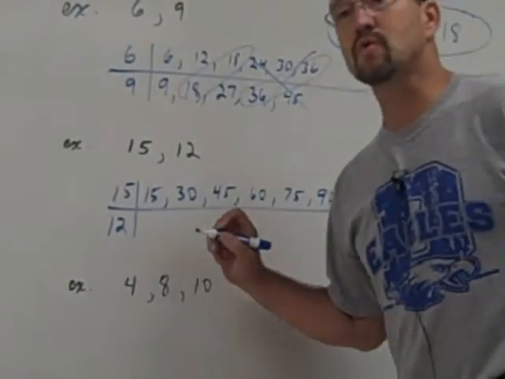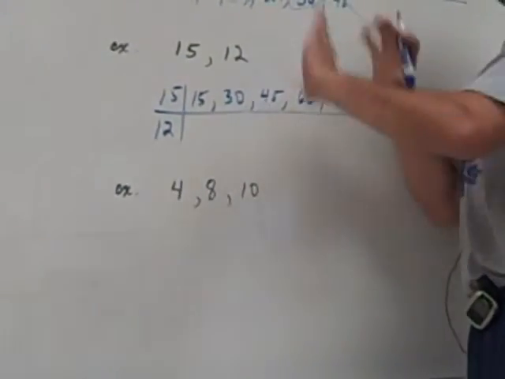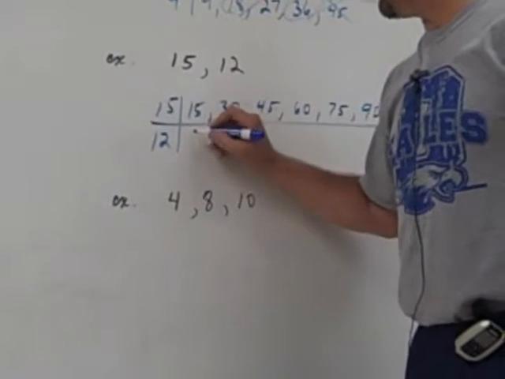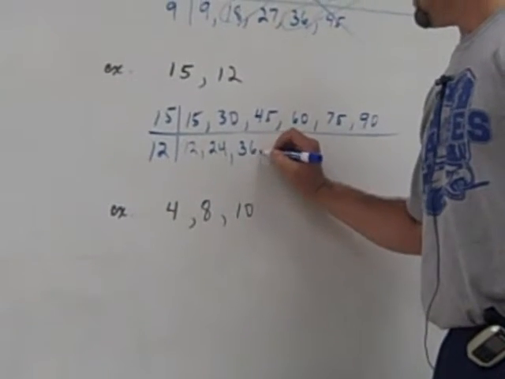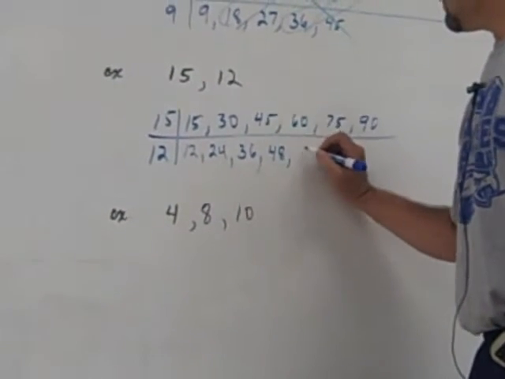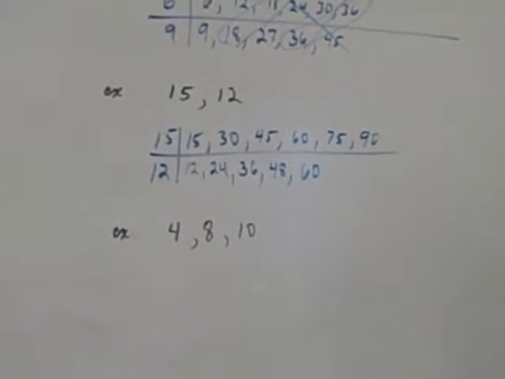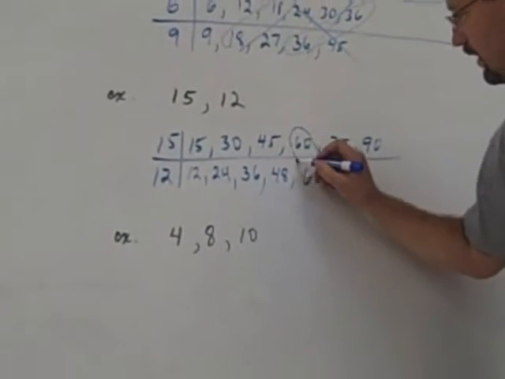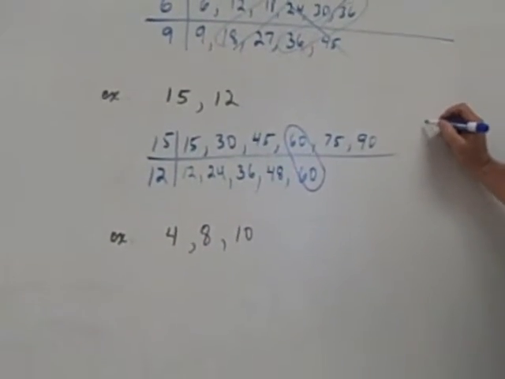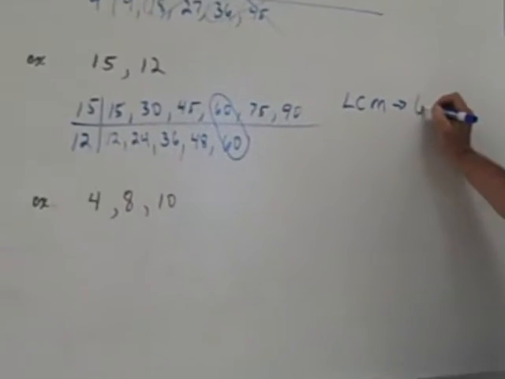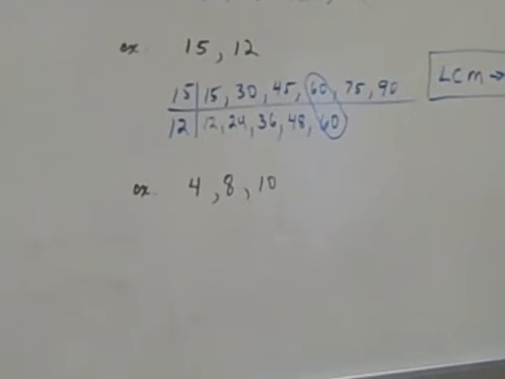Okay. Now let's do 12. And once we get one that's already in the list over here, we're stopping. We're not going on, okay? 12 times 1. 12 times 2. 12 times 3. Next one. 48. 60. Ding, ding, ding. Why did we stop? I found one. The very first one that's in both lists is 60. So the least common multiple is the number 60. Everybody with me on that?